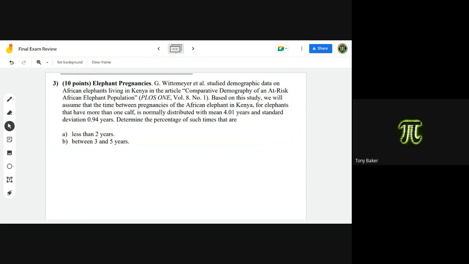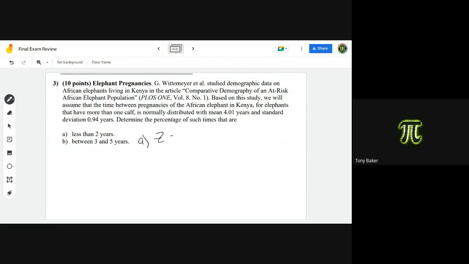All right. Based on the study, we're going to assume the time between pregnancies of African elephants that have more than one calf is normally distributed with a mean of 4.01 and a standard deviation of 0.94 years. So we've got that information. They want to know less than 2 years and then between 3 and 5 years. So basically I'm looking for my Z-score, and then they want the percentages for that. So we're going to go back and look at our Z table to take that Z-score and turn it into a percent.